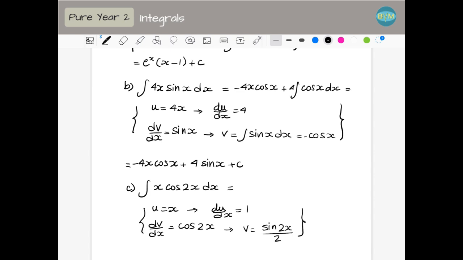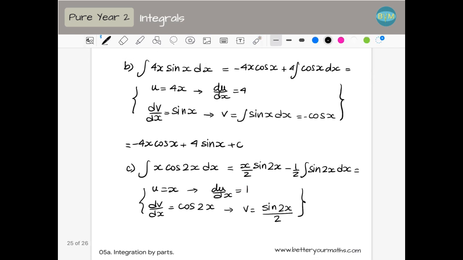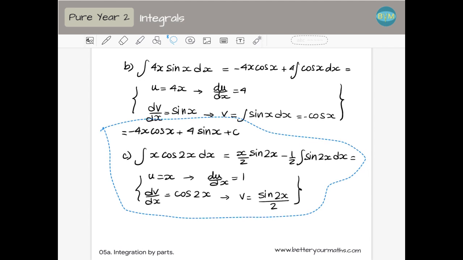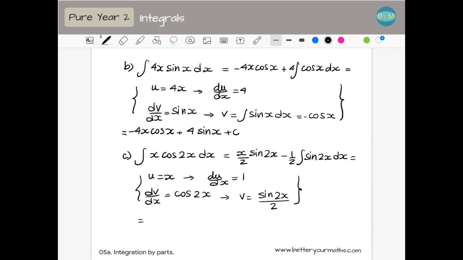So I have uv is going to be x sine 2x divided by 2. I'm going to write the divided by 2 here, minus integral of v. I can write the 1/2 at the front, and then I have sine 2x. du dx is 1, so just dx, and easily I integrate that. So I have x over 2 sine 2x.